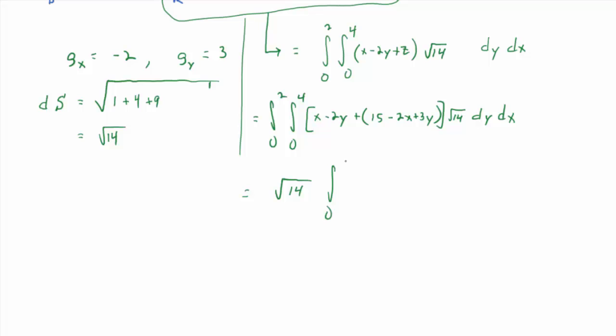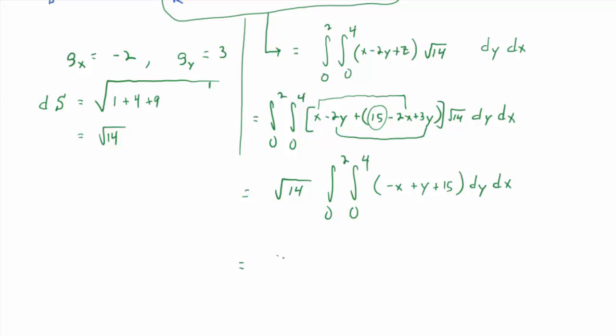And then integral 0 to 2, integral 0 to 4. All right, let's combine like terms. How many x's do you see? I see two different terms with x's, but what about when you combine them? What do you get? Negative x. And then the y's, so plus y, and then we have a 15 still, right? Didn't miss anything, I don't think. The root 14's out front, dy dx.